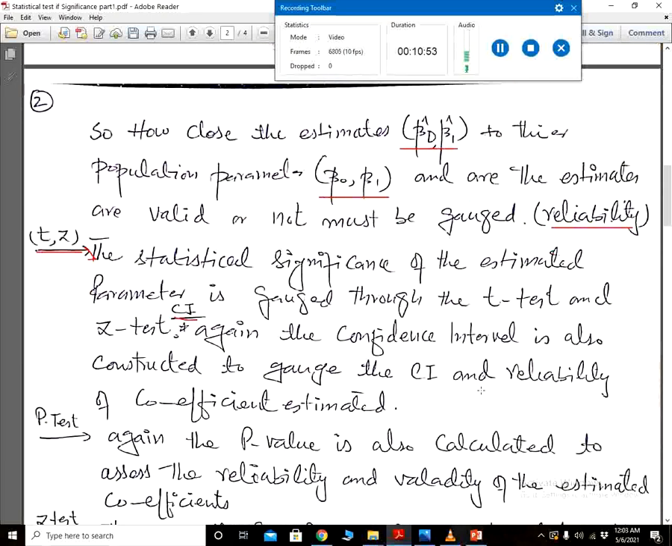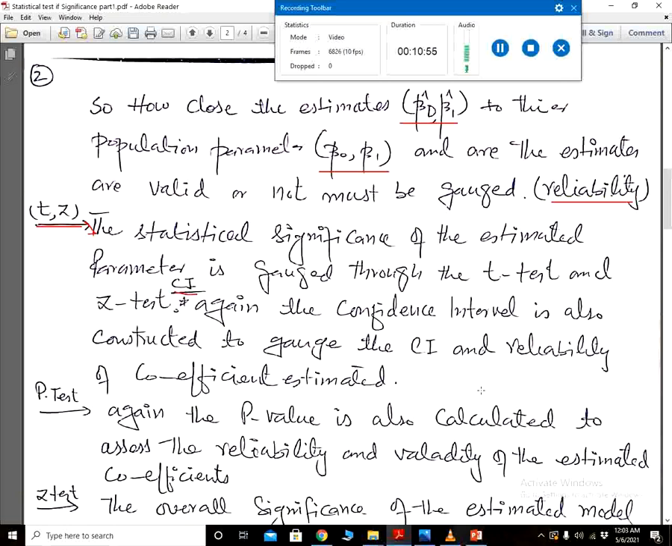There are 4 types of tests that we will use here to estimate the significance of these coefficients. Number 1, the T and Z test. These tests are all based on the standard error. We can say we are going to study the standard error because all these tests use the standard error to evaluate the significance of the coefficients. The statistical significance of the estimated parameter is gauged through the T test and Z test.